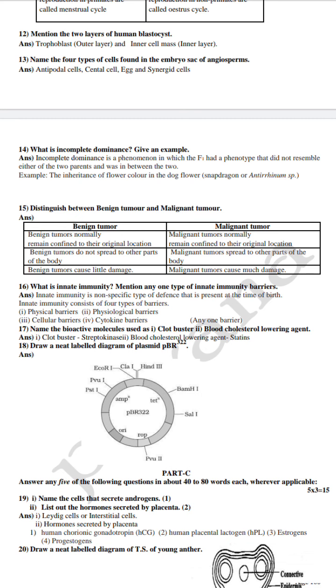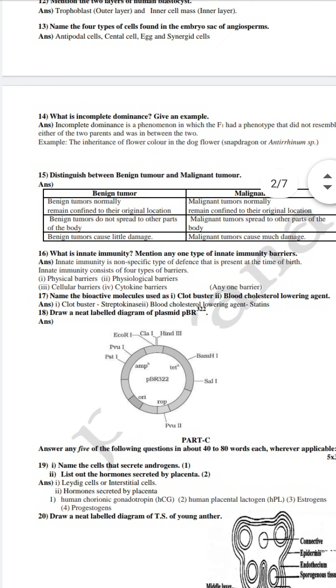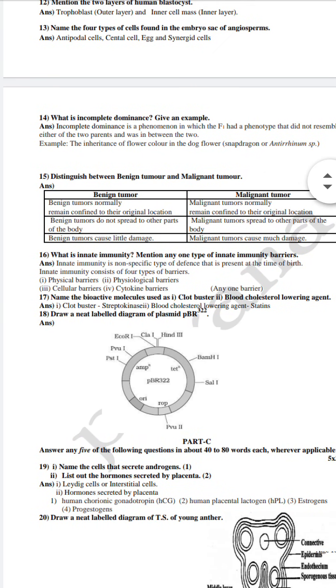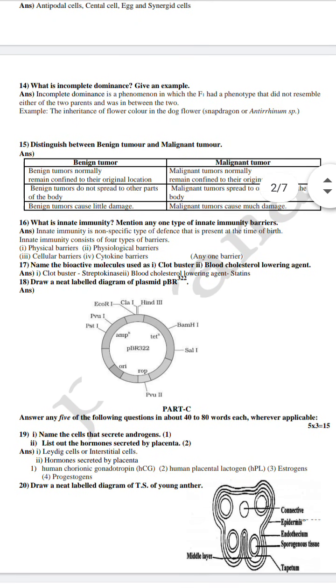Next, synergids, last type, 2 in number, haploid in condition and location is towards micropylar end, and they present either side of the egg cell and their function is providing nourishment to the growing egg cell and as well as providing path or guidelines to the 2 male gametes for the purpose of double fertilization and triple fusion. So egg and synergids together called as egg apparatus in angiosperms. Very important concept.